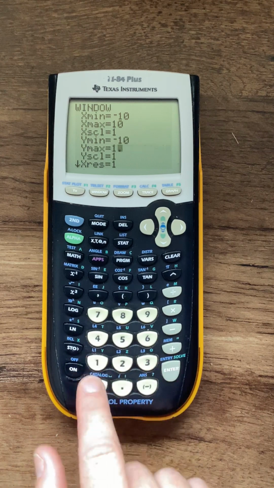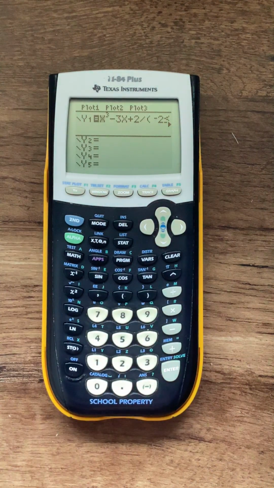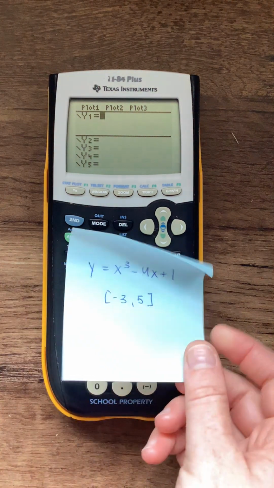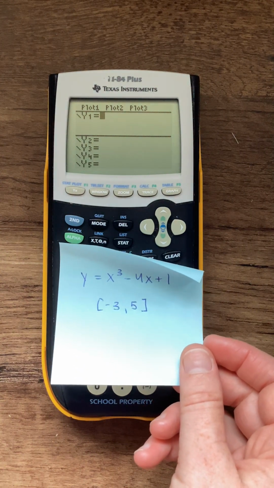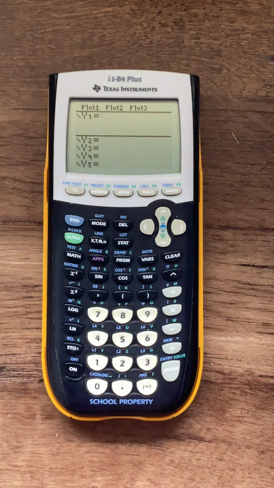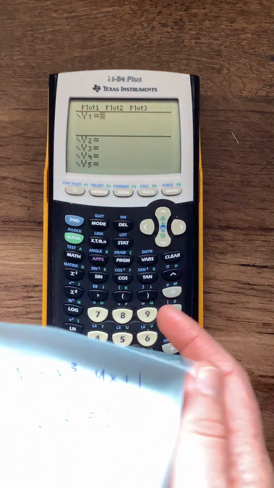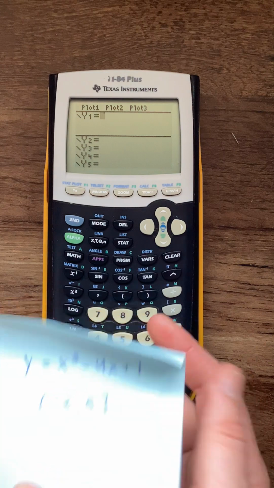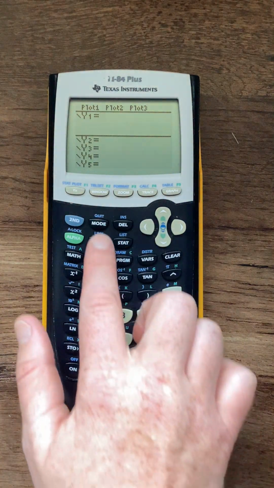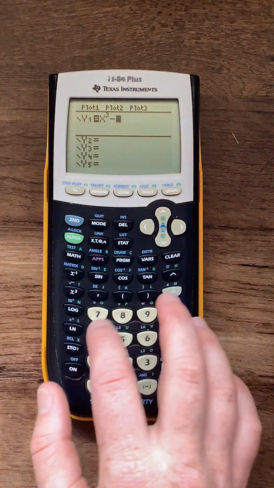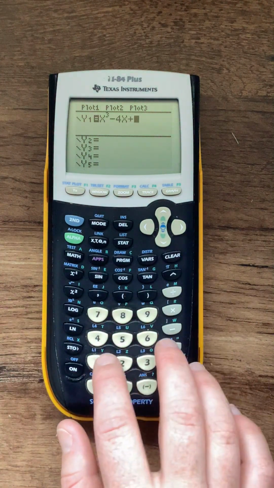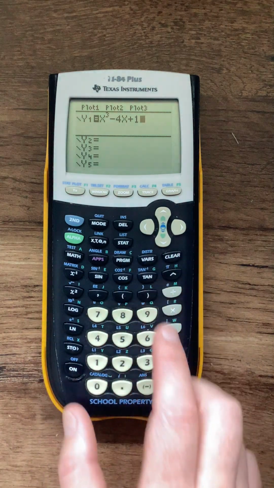-10 to +10, and let's say, okay, the function we're going to learn all of our maximums and minimums and zeros with is going to be this guy here. So y equals x cubed minus 4x plus 1 on the interval from -3 to +5. So let's type in our y equals x cubed minus 4x plus 1. So y equals x caret cubed and then minus 4x plus 1. Cool.